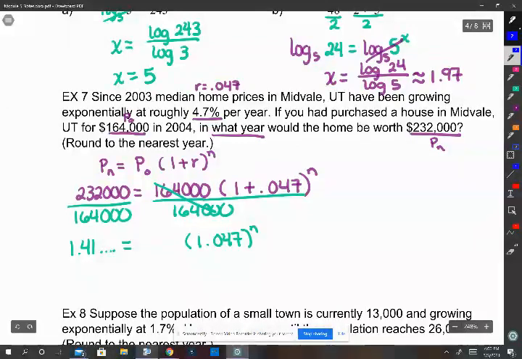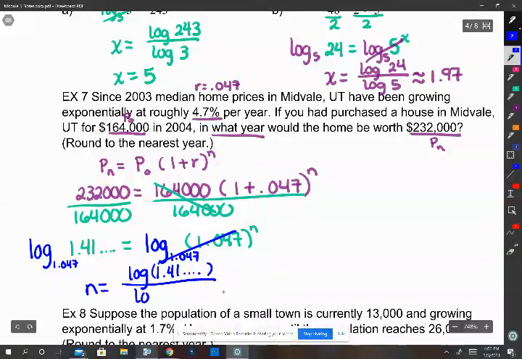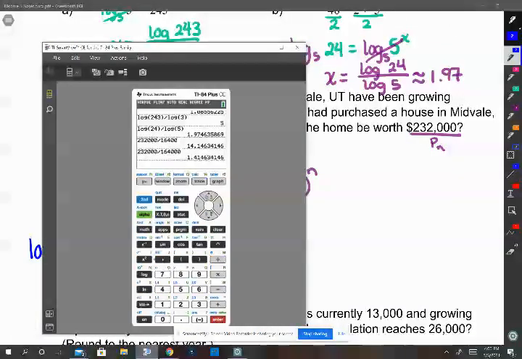So what I do is I'm going to take log base 1.047, and I'm going to do that same thing over here. And so that makes this go away. And then when I go to put that in my calculator, I'm just going to do log of that 1.41 and divide it by log of 1.047. The easiest way to do that in your calculator is we're just going to go log, and we want to put that answer that we just had.